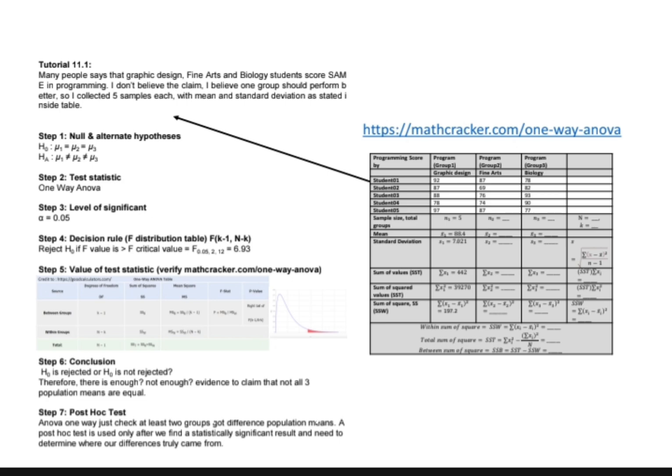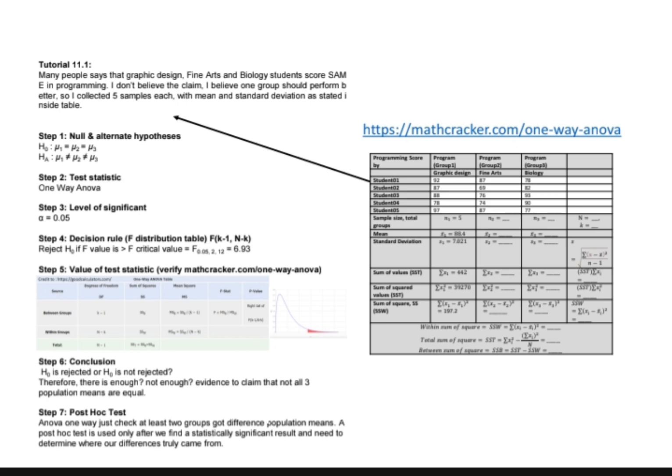Step 2. Identify the test statistic. Since we are comparing the means of more than 2 independent groups, we use a one-way ANOVA test. Step 3. Level of significance. The level of significance is given as alpha equals 0.05.